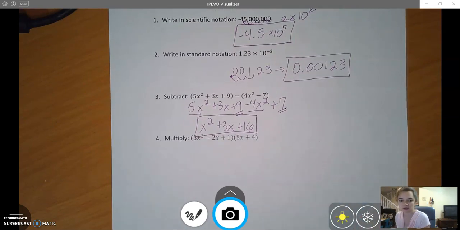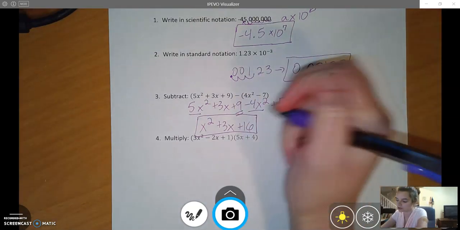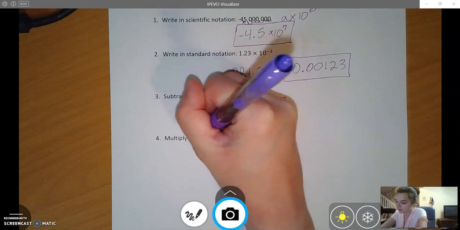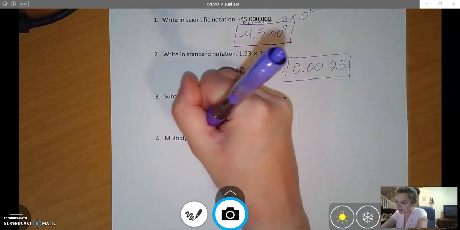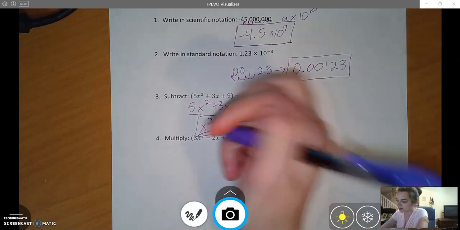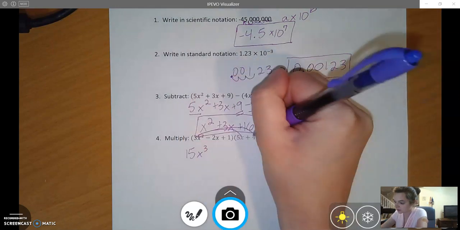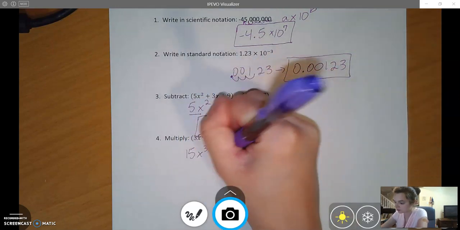Last one I asked you to do is a multiplication problem. 3x squared minus 2x plus 1 times 5x plus 4. You do need to distribute when you're multiplying polynomials like this. What that looks like is my first term multiplied by both of the other two terms. So 3x squared is going to be multiplied by 5x, and I'm going to multiply it by 4. So 3x squared times 5x would be 15x to the third. 3x squared times 4 would be a positive 12x squared.